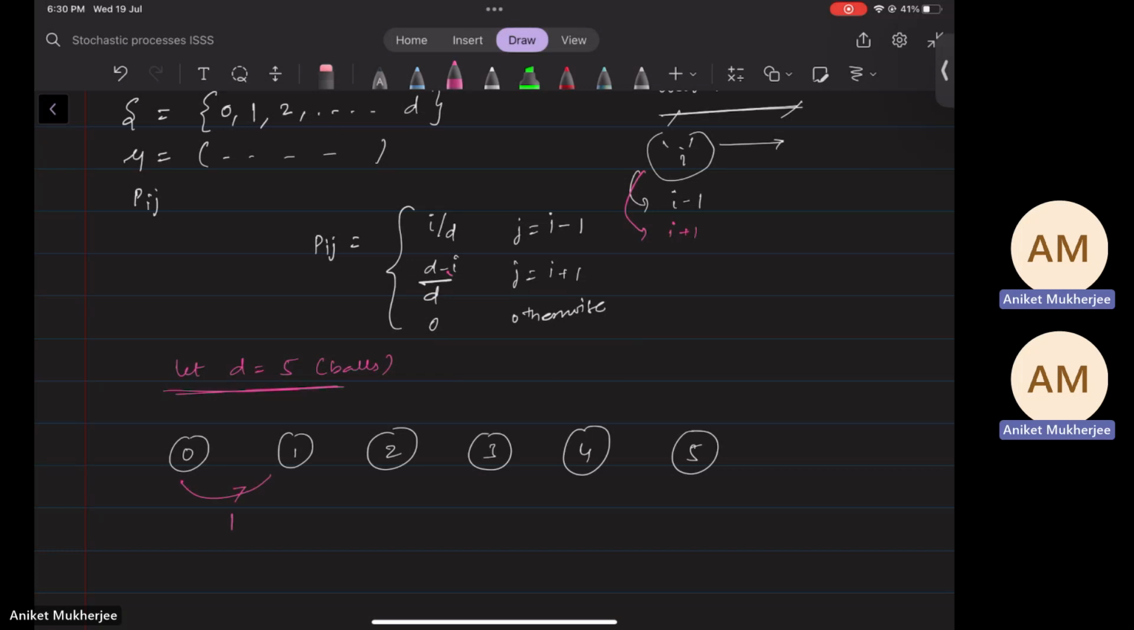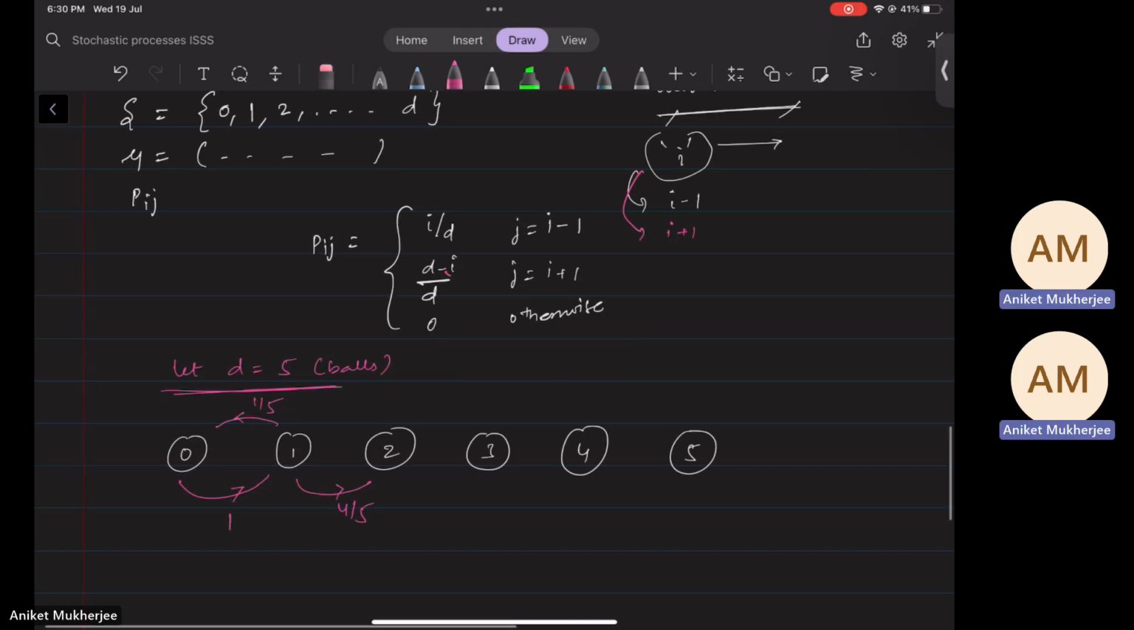Now i is 1. If i is 1, then j equal to 0 with probability i by d, so it's 1 by 5. And (d minus i) by d, with i equal to 1, is 4 by 5. You go to 2. Next, same thing from 2 to 3. Here i is 2, so (5 minus 2) by 5, which is 3 by 5. That is 3 to 4.